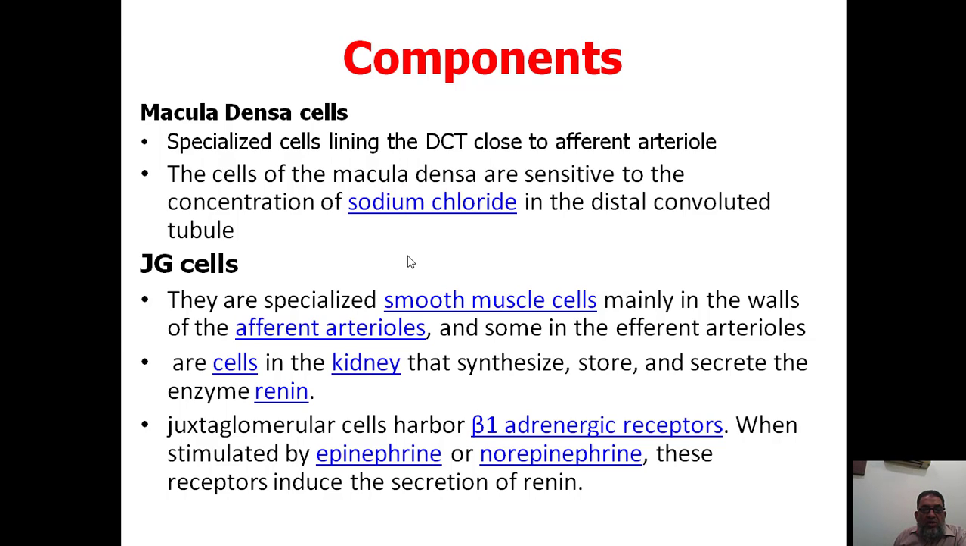The juxtaglomerular cell harbors the beta-1 adrenergic receptor. When stimulated by epinephrine or norepinephrine, the receptor induces the secretion of renin. So the JG apparatus is richly innervated with the beta-1 adrenergic receptor. With the release of epinephrine and norepinephrine, these receptors induce the secretion of renin, which, when released into the blood, controls the volume as well as the blood pressure of the body.